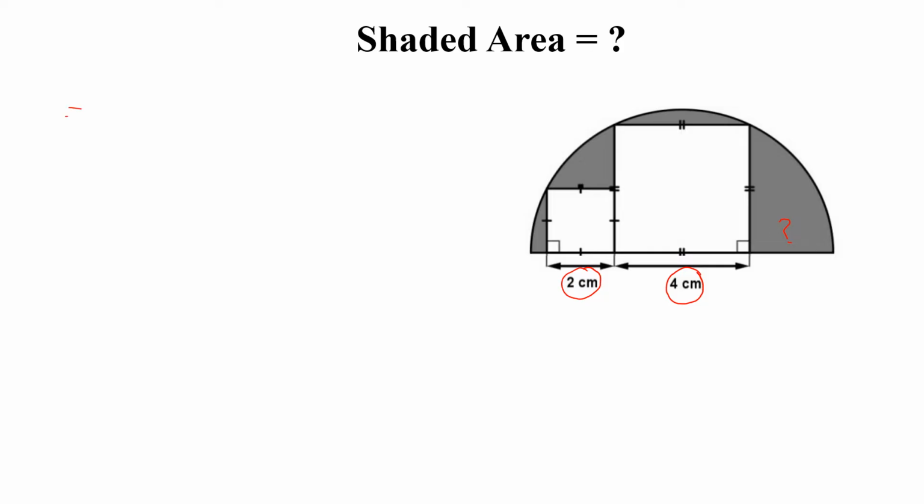We can solve this by, first we will calculate the area of the semicircle and then minus the area of the small square, let this be A1, and then the area of the large square, let this be A2. But how can we find the area of the semicircle?